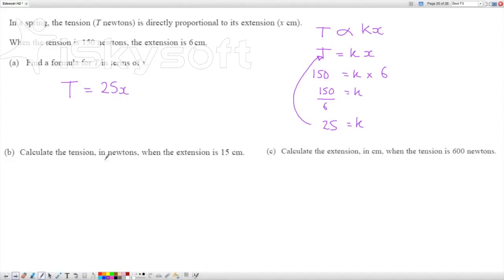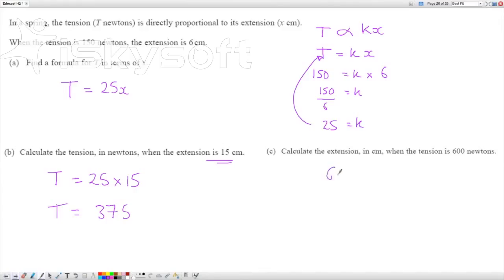Now we can use this to calculate the tension if the extension is 15. Then the tension will be equal to 25 multiplied by 15. Tension is 375.